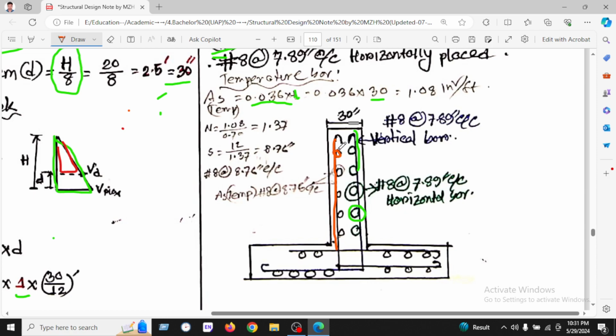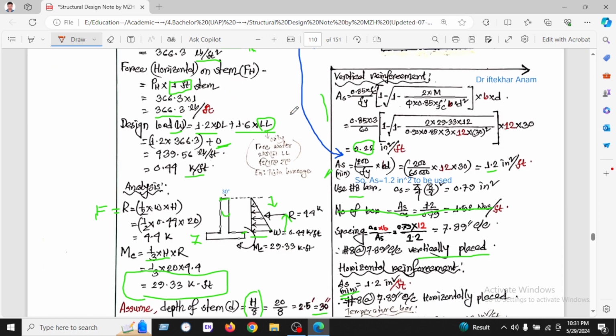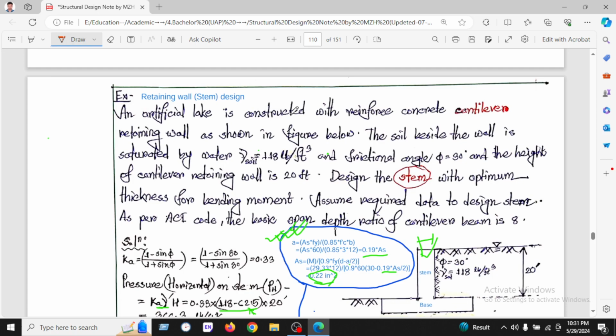For both transverse or vertical or horizontal bar, we can use this bar from this formula, 0.003 into t or d, what we can say. So this is our stem design of the retaining wall.